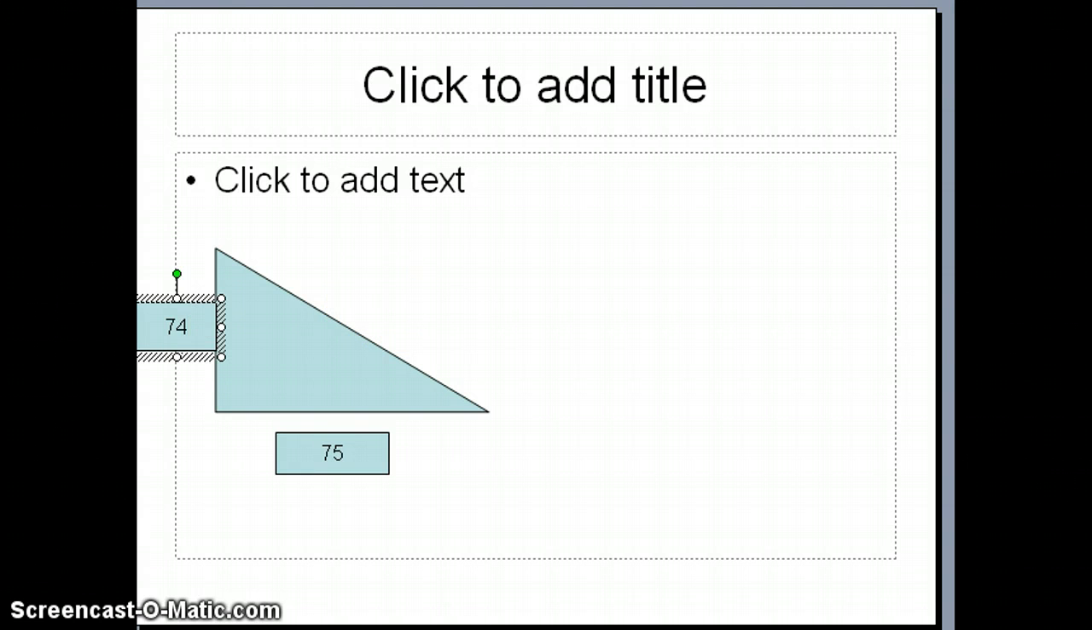And for the hypotenuse, let's try a squared plus b squared equals c squared. 75 squared is 5,625. We can add that to 74 squared, and receive 11,101. So we're going to find the square root of that, which is 105.361.